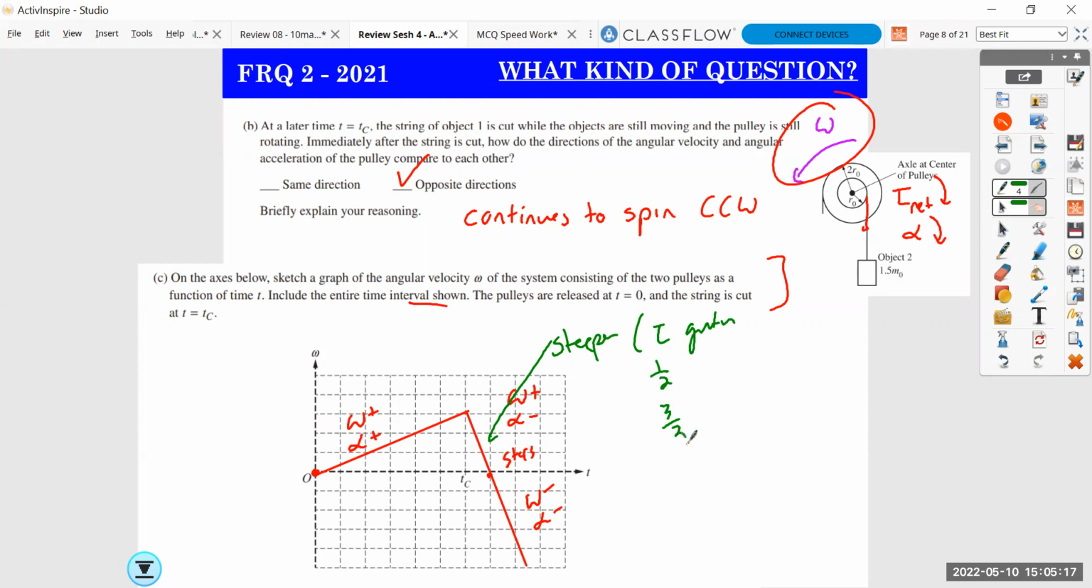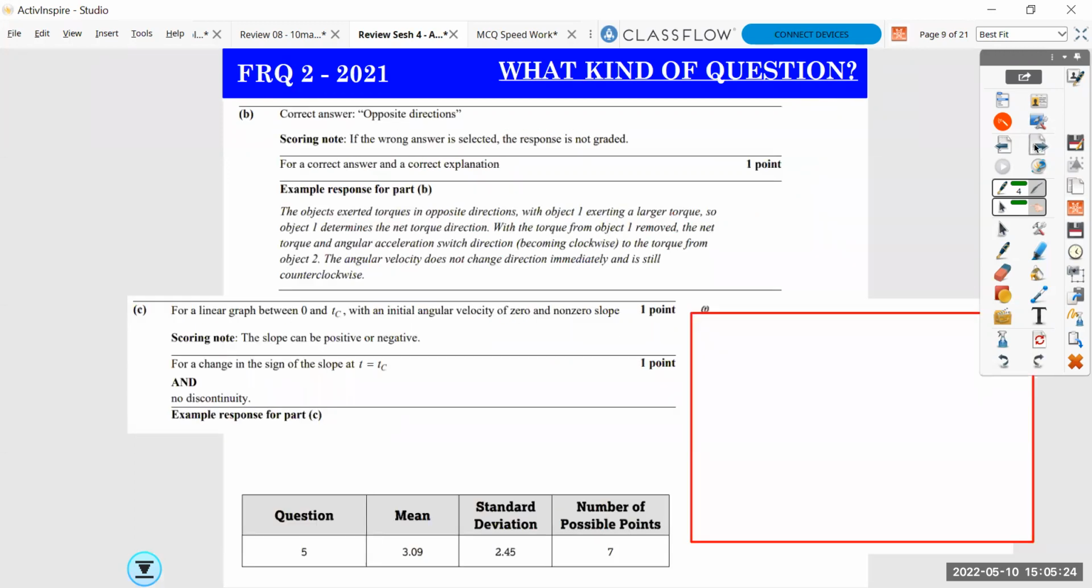Now it's 3/2. Now it's 1.5. So we actually have 3 times as much torque going the other way. Let's go take a look. B, a point for opposite direction.